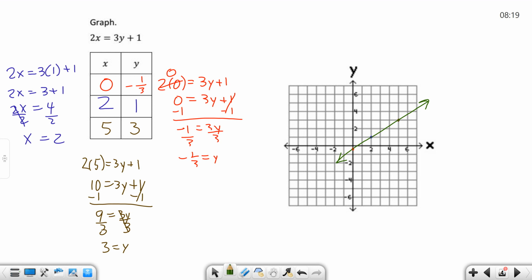And then notice what I did. What did I put on the end of my line? Arrows. Lines go on forever. Technically in math, when you graph them, if you don't put an arrow, it means it stops. It's a segment. This doesn't stop. It goes on forever. In my class, if you don't put arrows, I will count off.